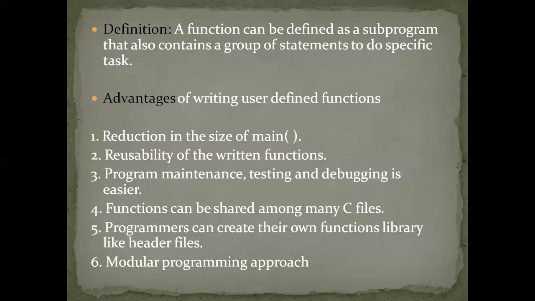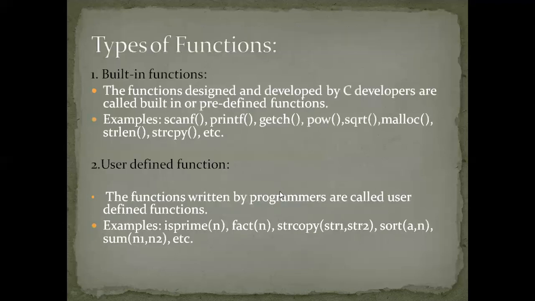Understood? So we have gone through the definition of the function and the advantages of the function. Then there are mainly two types of functions. One is built-in functions, another one is user-defined function. So what do you mean by built-in function? The functions designed and developed by C developers. Remember this. These are the functions which are designed and developed by C developers, and are called built-in functions, or they can also be called predefined functions.